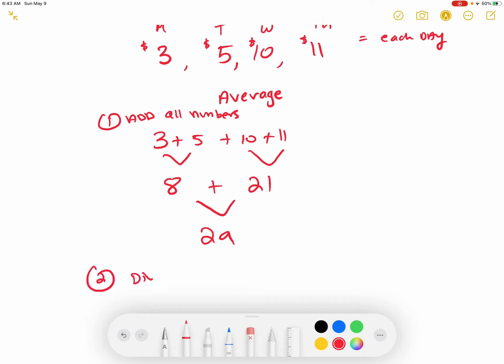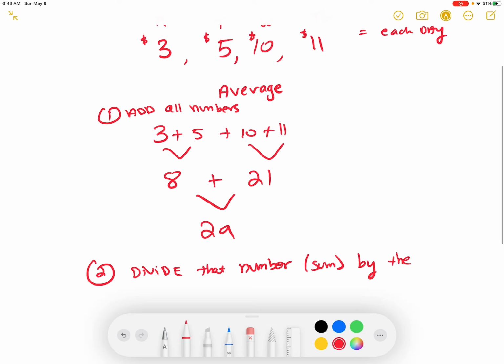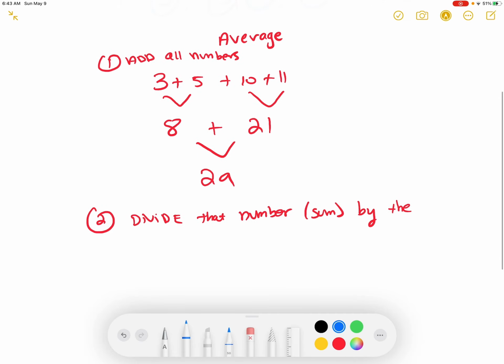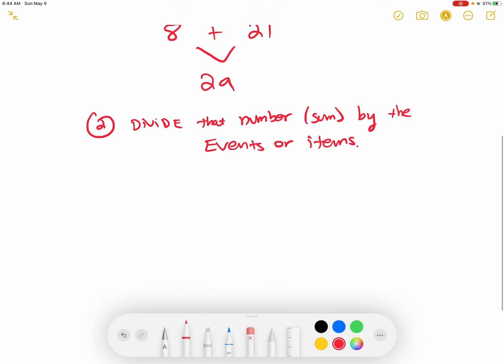And then your second step is to divide that number, also known as the sum, by the number of events. The way I like to say it is how many numbers did you have? You had 1, 2, 3, 4 numbers. Divide by the events or items, is what we call them. And how many events or items do we have? Well, we had 4. We had day 1 event, day 2 event, day 3 event, day 4 event.